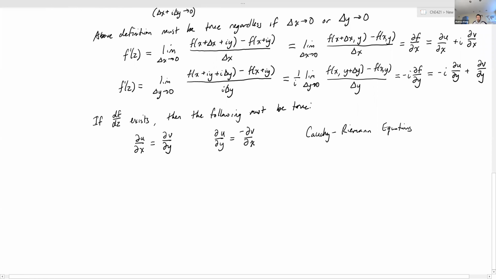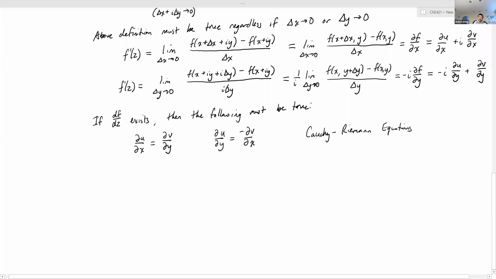And like I said, most real functions that you've dealt with so far have been differentiable. You just take the derivative. You don't even really need to think about it, okay? But complex functions are special in that they have to satisfy these equations. If you just write down any random complex function, it doesn't necessarily have to satisfy these equations. And if it doesn't satisfy these equations, then you can't take a derivative of it.